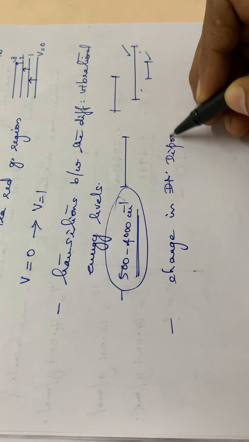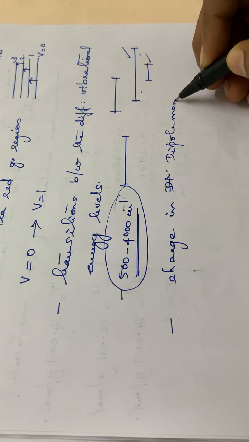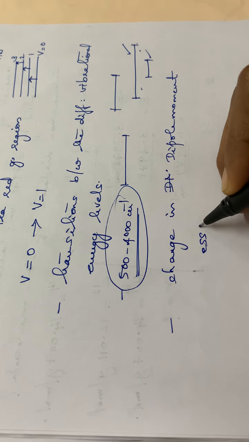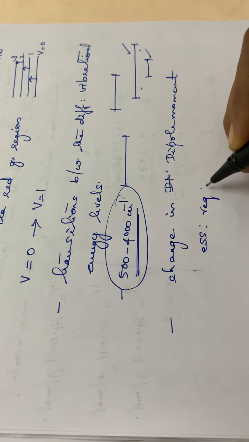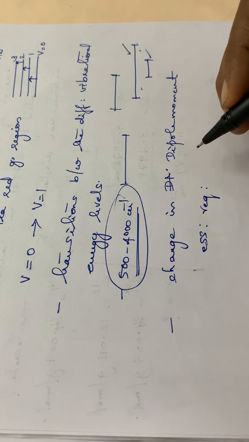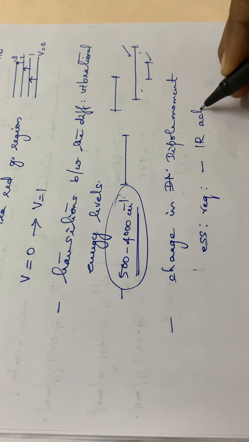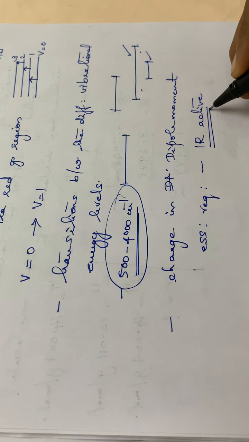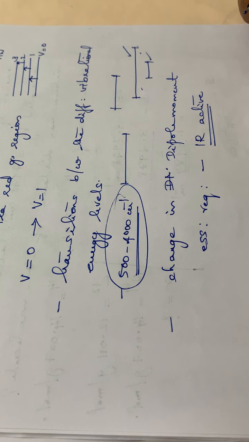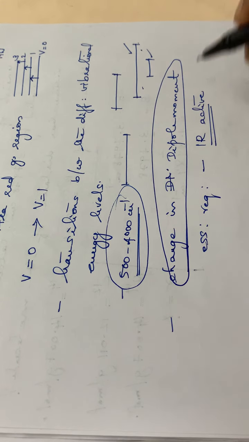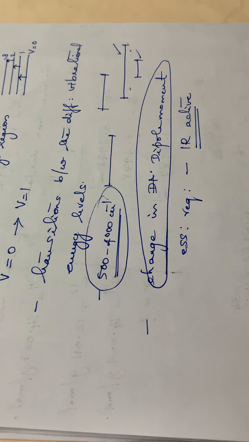That is the essential requirement for a molecule to be IR active, or to give a spectral line, or to give a vibrational spectrum. If it is giving a vibrational spectrum, that means that particular molecule will be IR active. So the essential requirement for a molecule to give an IR spectrum is that it should have a change in dipole moment.